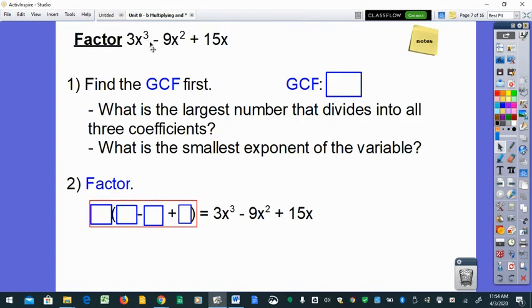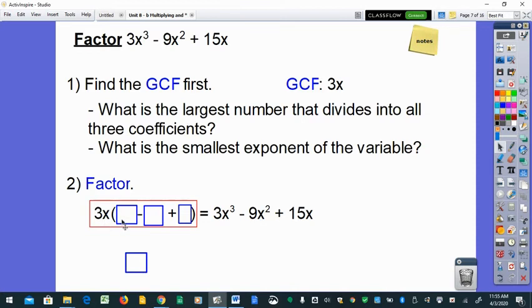So let's take another one together here. So I first look at these three terms and I say, what is the biggest number that divides into 3 and the negative 9 and the 15? And the answer would be 3. Look at my terms. They all have an x, so we will have a variable in our GCF, and the smallest exponent is to the 1, so again, it's just a 3x. So I'm going to write him out in front of the parentheses.